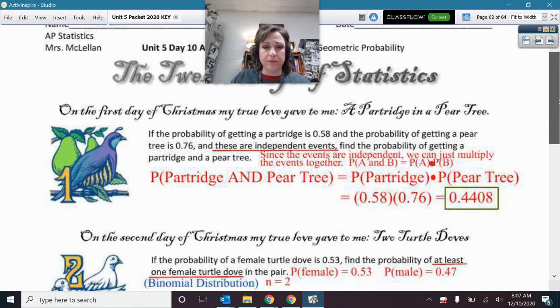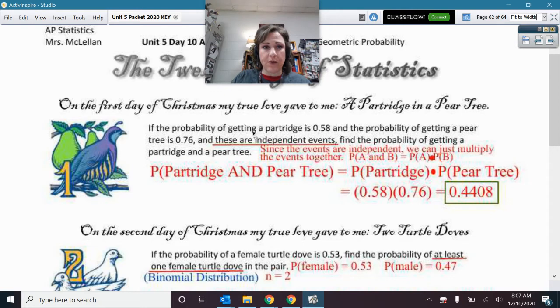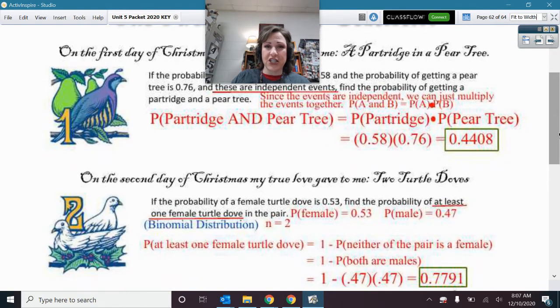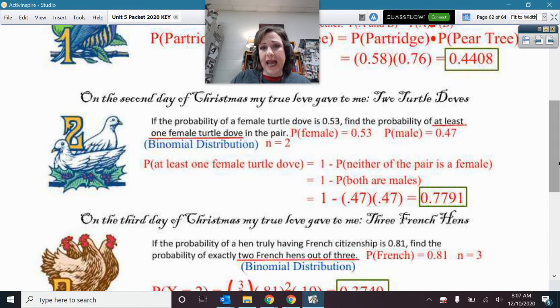So we have in this first one, we are told that we have independent events. And that's a very important fact because what that tells us is that we can just multiply those two probabilities together. The fact that one thing happens hasn't changed the other. So I can just multiply the probability of a partridge times the probability of a pear tree. So the probability I'm going to get a partridge and a pear tree is 0.4408.